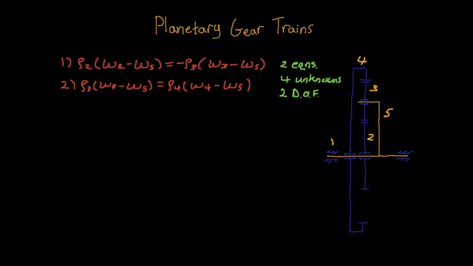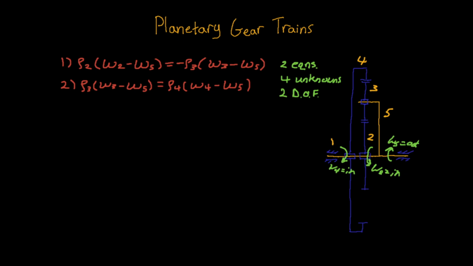So let's look at one last scenario where gear 4 is an input, omega 4 equals an input, and gear 2 is also an input, omega 2 equals in, and 5, the shaft, is an output. So omega 5 equals out. So both gear 4 and gear 2 are driven by a motor. It could be the same motor, it could be separate motors, it doesn't really matter.